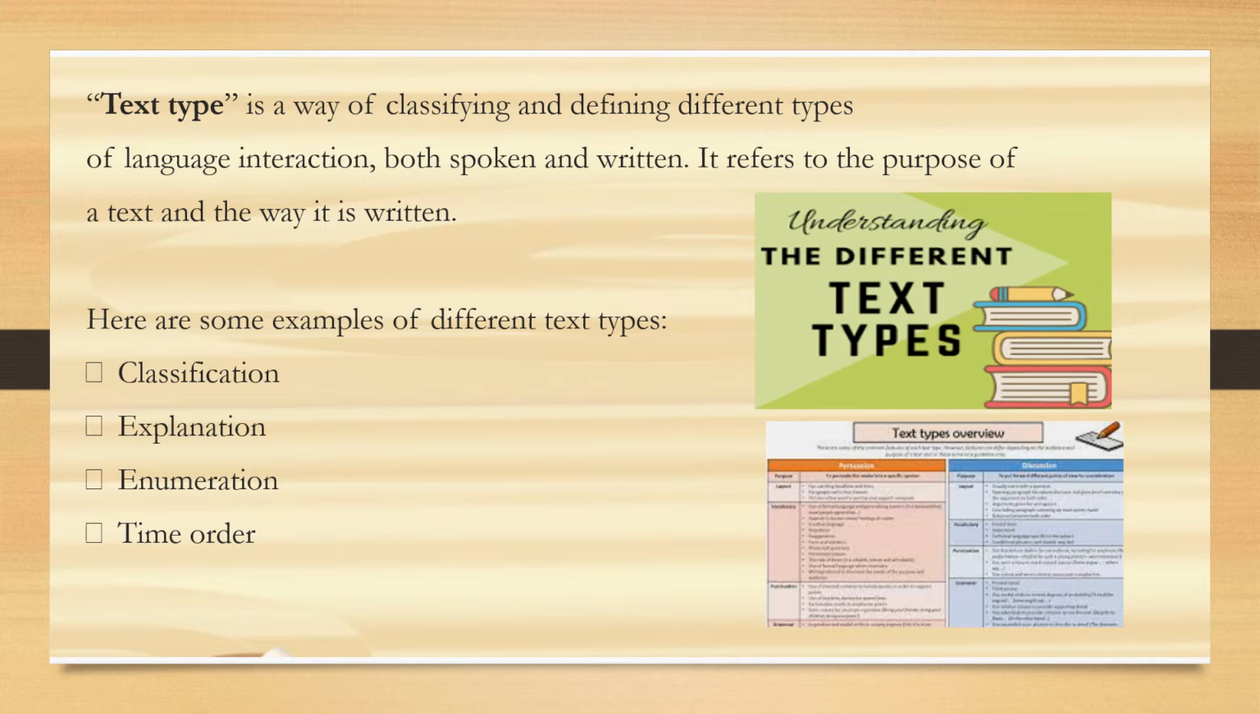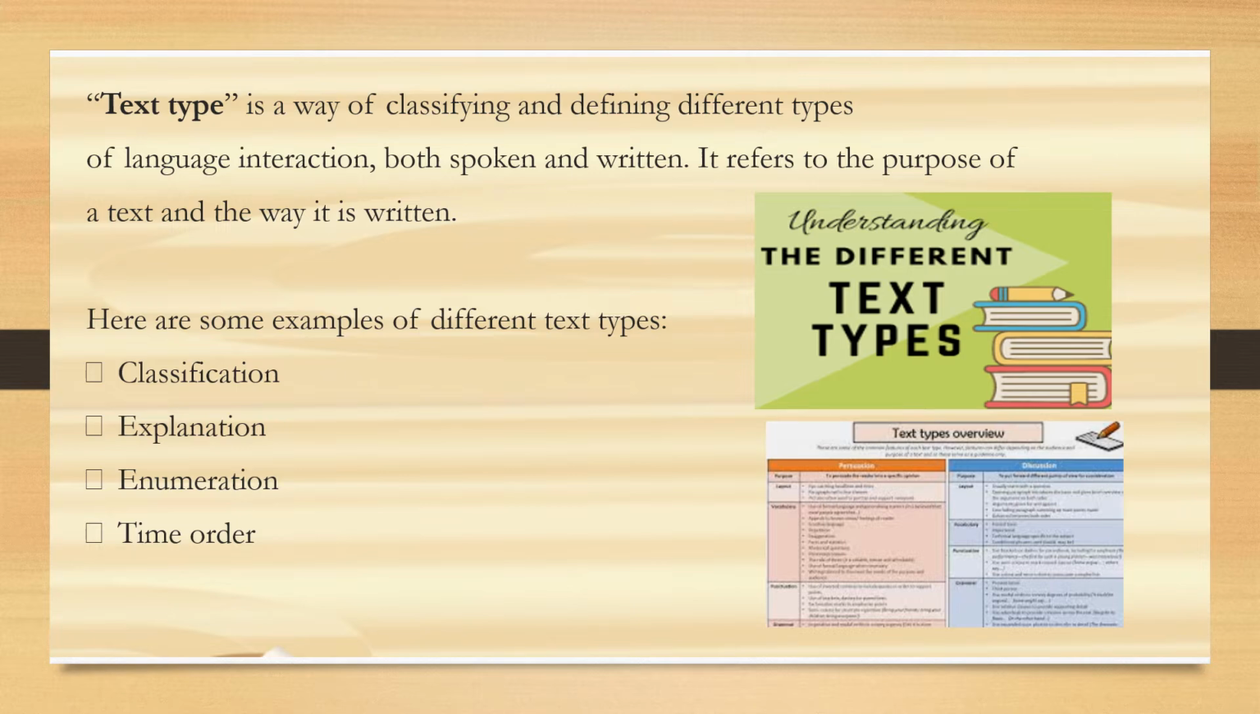In our previous lesson about text types, you have learned to distinguish classification and explanation. This time, you will learn to distinguish the two remaining text types, which are enumeration and time order.